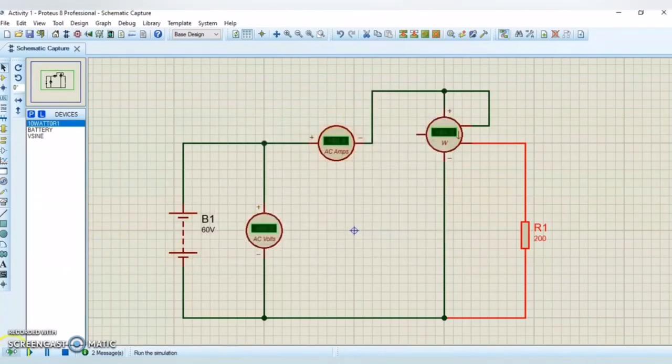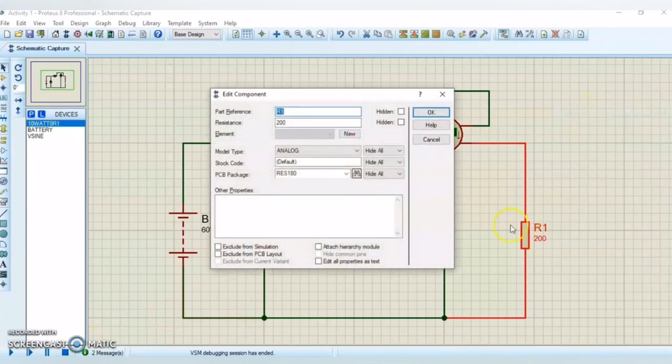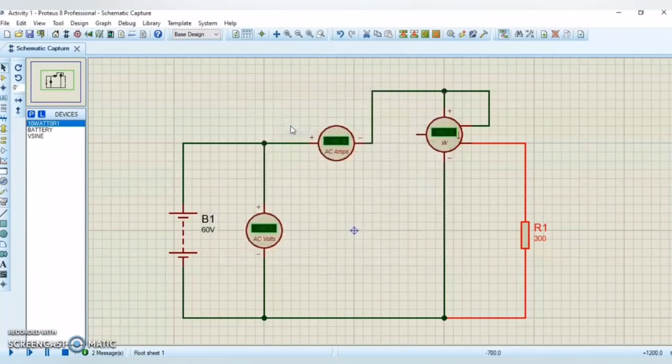Okay, and then we run. So we get the value for AC voltmeter, which is 60.0, AC ammeter 0.30, and then voltmeter is 18.0. So we stop, and then we change it again to 300. Okay, and then run until we get the value of AC voltmeter, which is 60.0, AC ammeter 0.20, and voltmeter is 12.0.